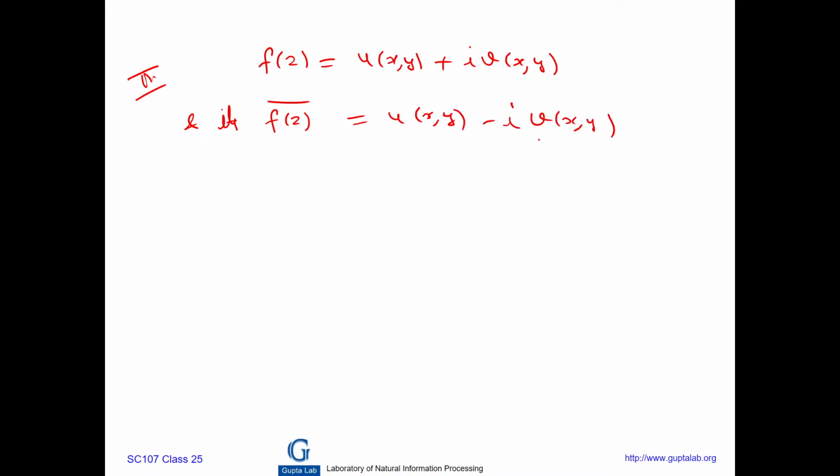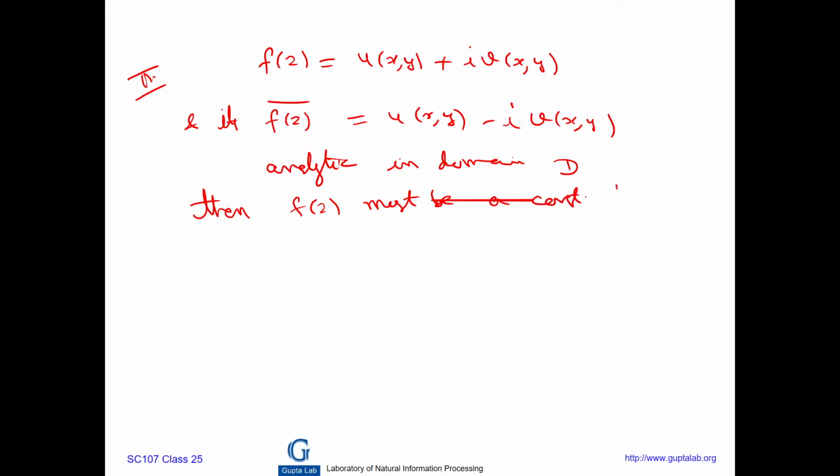Suppose f(z) = u(x,y) + i v(x,y), and its conjugate function f(z bar) = u(x,y) − i v(x,y). Both are analytic in domain D. Then can you show that f(z) must be a constant function?